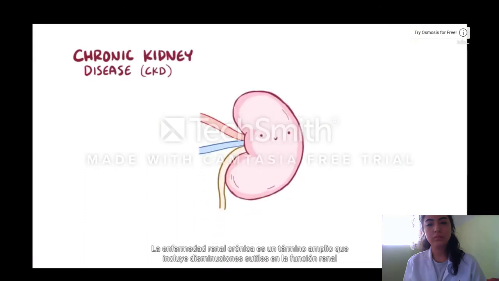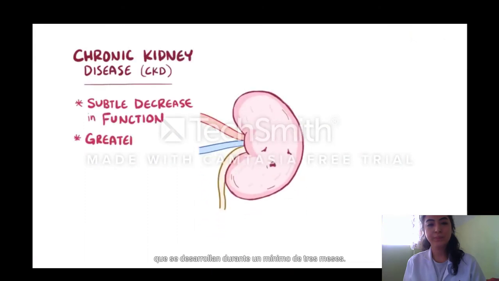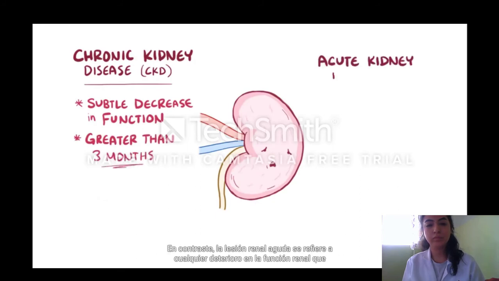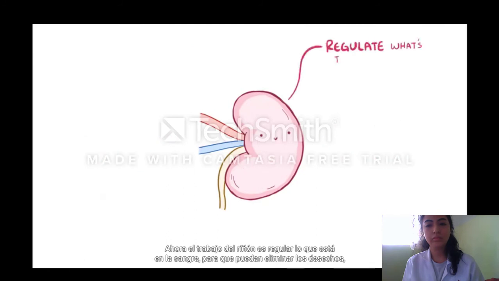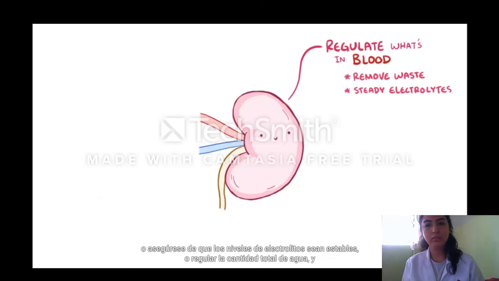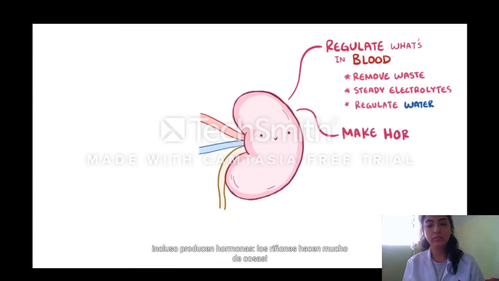Chronic kidney disease is a broad term that includes subtle decreases in kidney function that develop over a minimum of 3 months. In contrast, acute kidney injury refers to any decrease in kidney function that happens in less than 3 months. Now, the kidney's job is to regulate what's in the blood, so they might remove waste or make sure electrolyte levels are steady, or regulate the overall amount of water. And they even make hormones. The bottom line is that the kidneys do a ton of stuff.